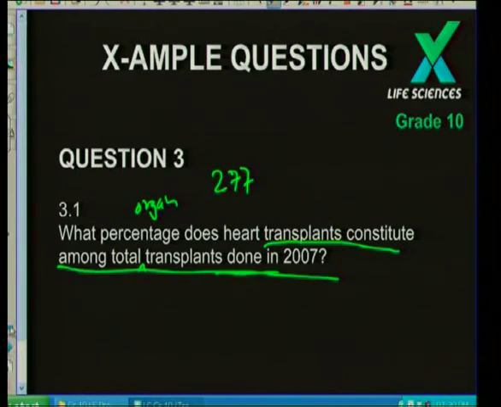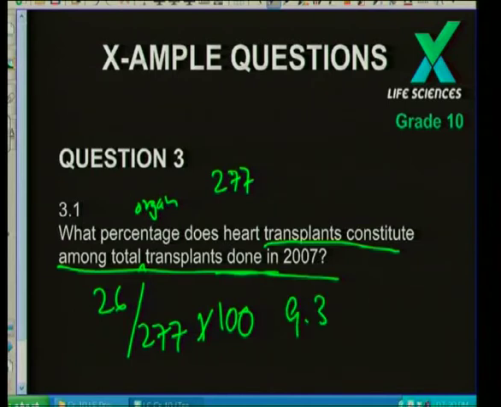277, I think. And if we work out, the question says, what percentage of that is the heart? And I said 26, so we're going to say 26 divided by 277 times 100, or on your calculator, you simply press the percentage button, and that should give you a figure of about 9.38, more or less.